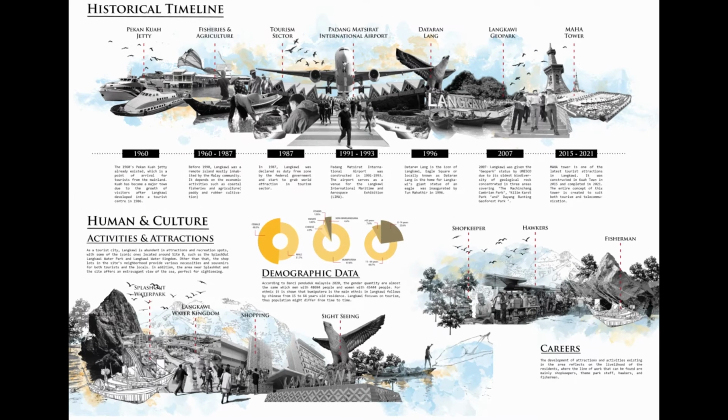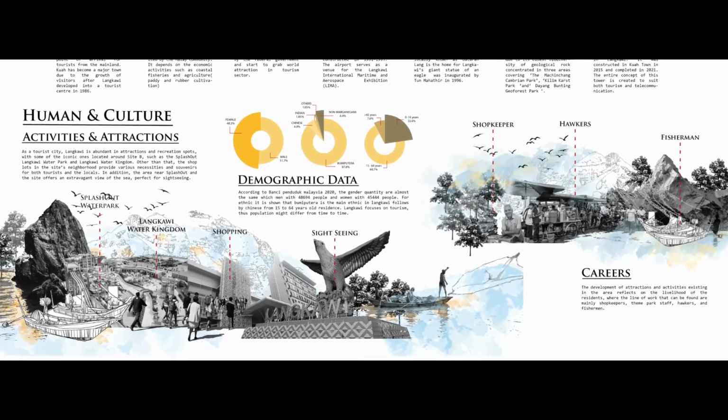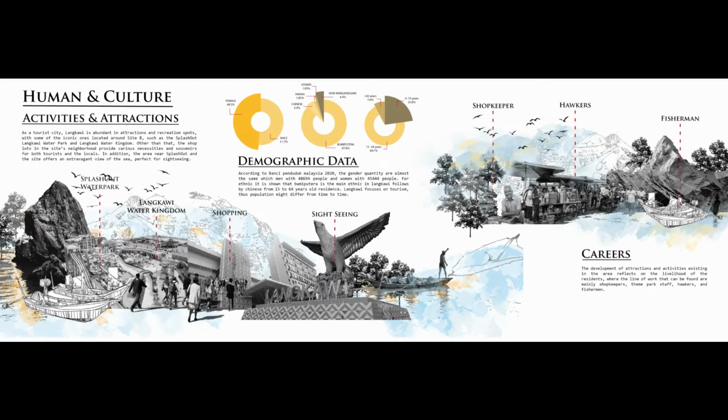Move on to the next topic, which is human and culture. For activities and attractions, Langkawi has a lot of attractions and recreation spots, with iconic spots near Site B. One of the famous spots there is the Splash Out Water Park and also the Maha Tower. Also, near Site B, there are many shop areas with duty-free goods that serve souvenirs. Other than that, near Site B, there is also the commercial area for hotels that serve as accommodation for the tourists.